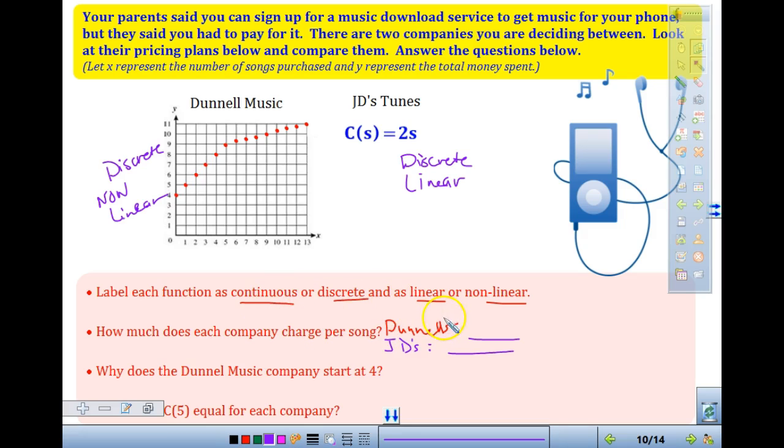So, now we're looking at Donnell's. Donnell's company charges how much per song? For 1 to 5 songs, how much do they charge? $1. But if you buy 6 or more songs, then what are they charging you? 1/4 of a dollar. Yeah, but we wouldn't say that. 25 cents. They charge 25 cents per song for 6 or more, right?